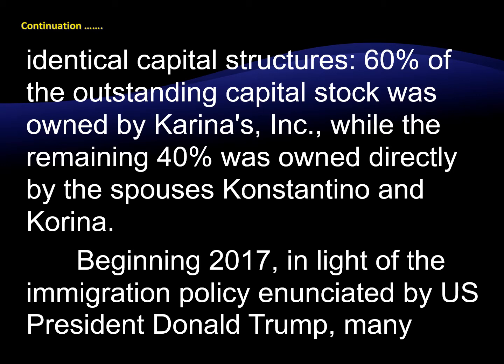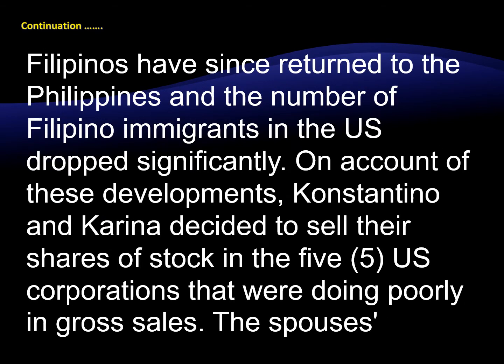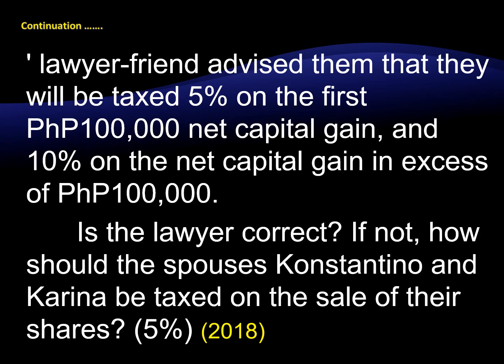Constantino and Karina. Beginning 2017, in the light of the immigration policy initiated by Vice President Donald Trump, many Filipinos have since returned to the Philippines and the number of Filipino immigrants in the U.S. dropped significantly. On account of these developments, Constantino and Karina decided to sell the shares of stock in the 5 corporations that were doing poorly in gross sales. The spouses' lawyer friend advised them that they will be taxed 5% on the first 100,000 net capital gain and 10% on the net capital gain in excess of the 100,000.